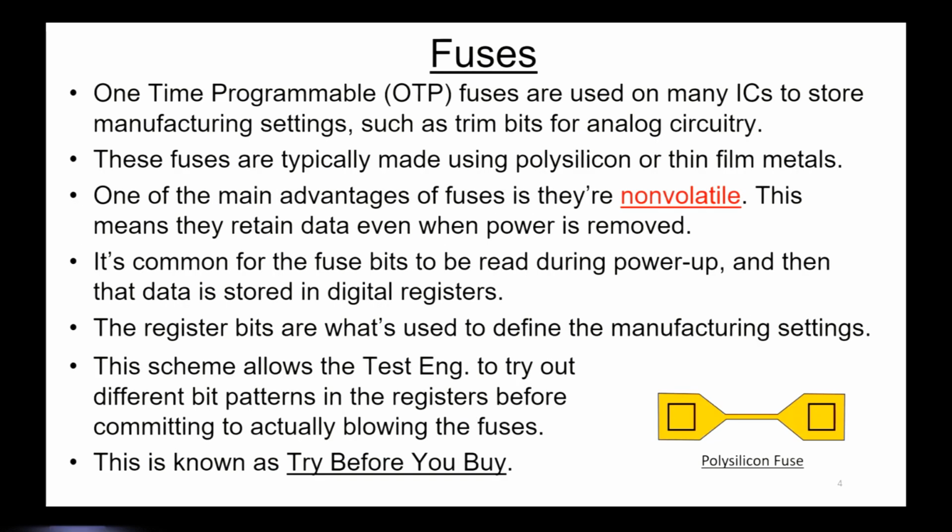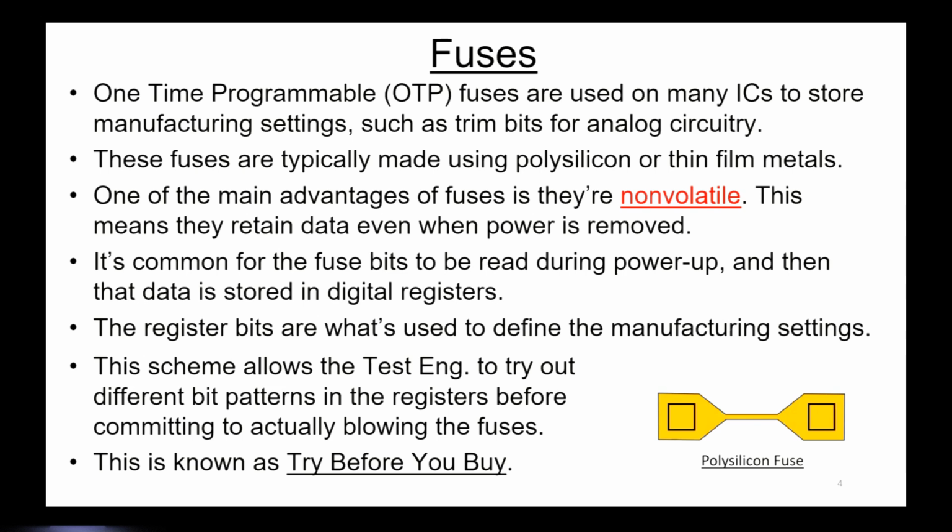One-time programmable, that's OTP fuses, are used on many integrated circuits to store manufacturing settings, such as trim bits for analog circuitry. These fuses are typically made using polysilicon or a thin film metal like cychrome. One of the main advantages of these fuses is they're non-volatile. This means they retain data even when power is removed.